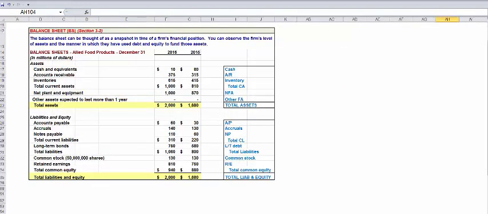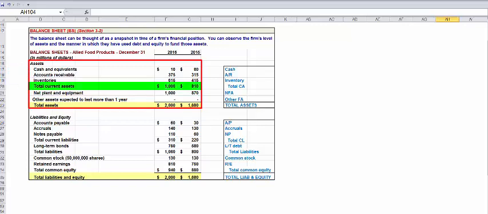This is not an accounting class, but you should be comfortable with the basics of a simple balance sheet. Pretty obviously, it has to balance. Total assets must equal total liabilities and shareholder equity. On the asset side, recall assets are listed in order of liquidity, how fast they can be turned into cash. So cash is obviously the most liquid. Accounts receivable next, and then inventories. The sum of those three is total current assets.